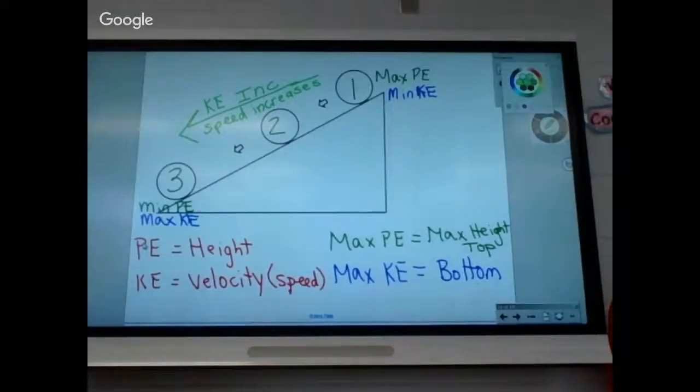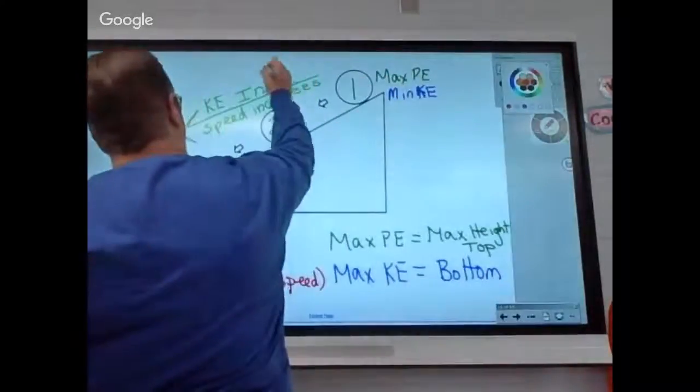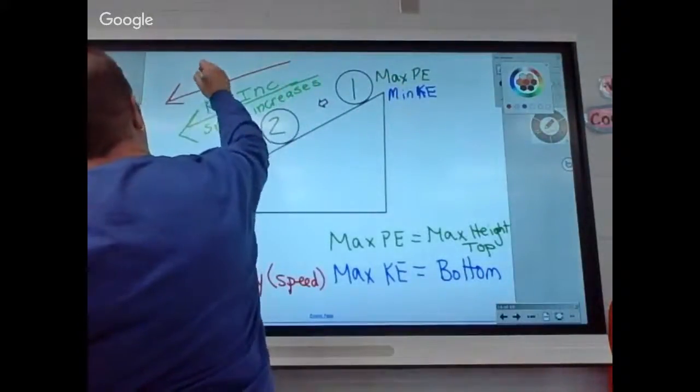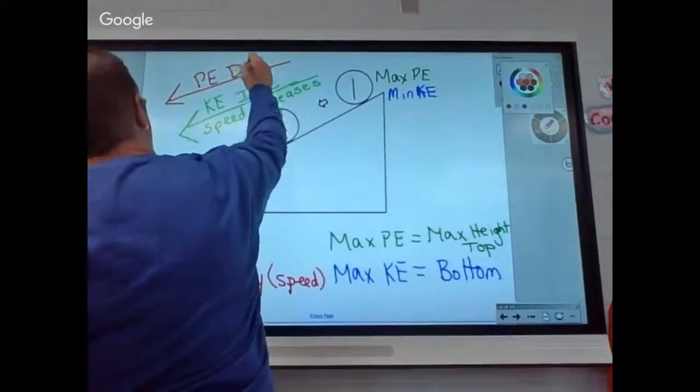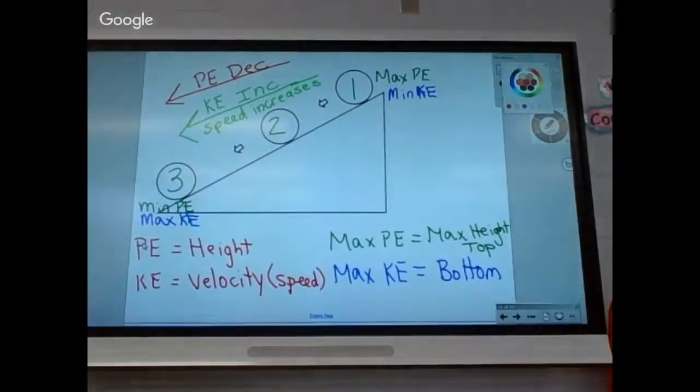So potential energy will do what then going downhill? Decrease? That's right. Potential energy will decrease. Now, why will potential energy decrease? Because what's happening to the height? Potential energy is all about height, right?